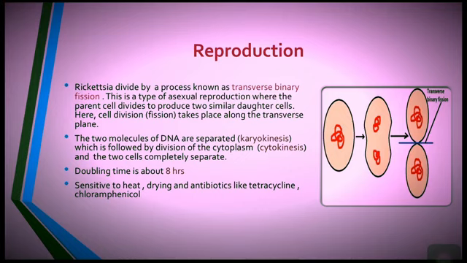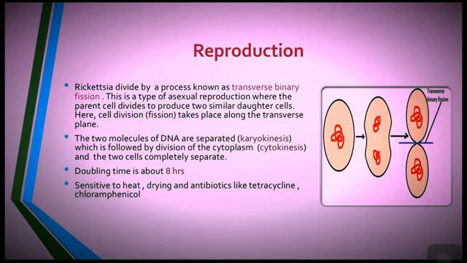Reproduction. Rickettsia, like bacteria, divide by a process known as transverse binary fission. It is a type of asexual reproduction where the parent cell divides to produce two similar daughter cells. The picture shows that after the replication, the two copies of the DNA will be separated, which we call karyokinesis, followed by the division of cytoplasm, which is called cytokinesis. And now the two cells get separated.